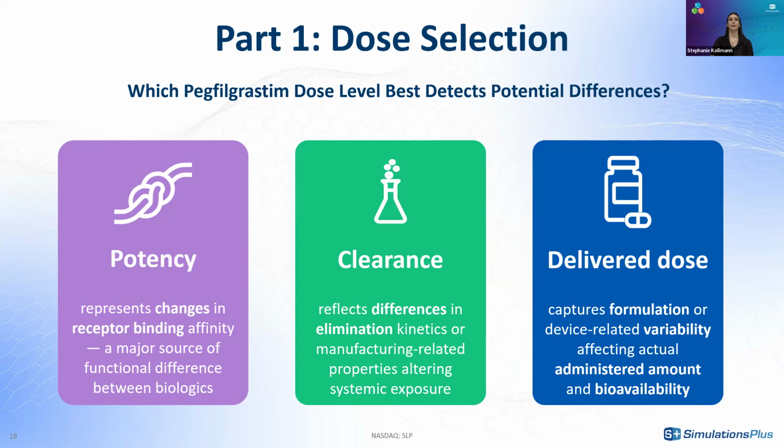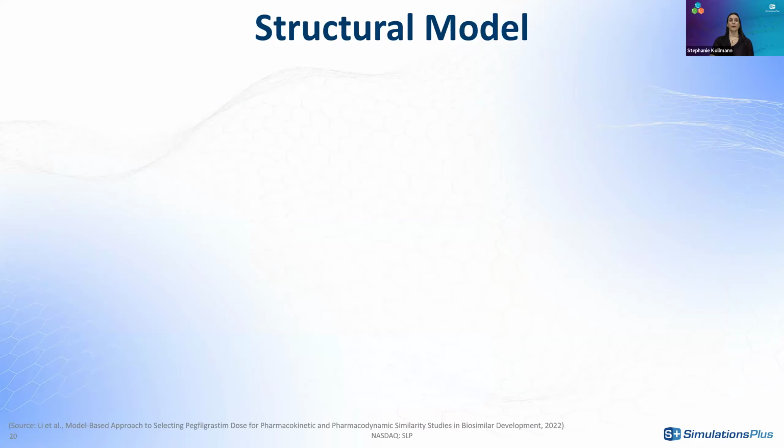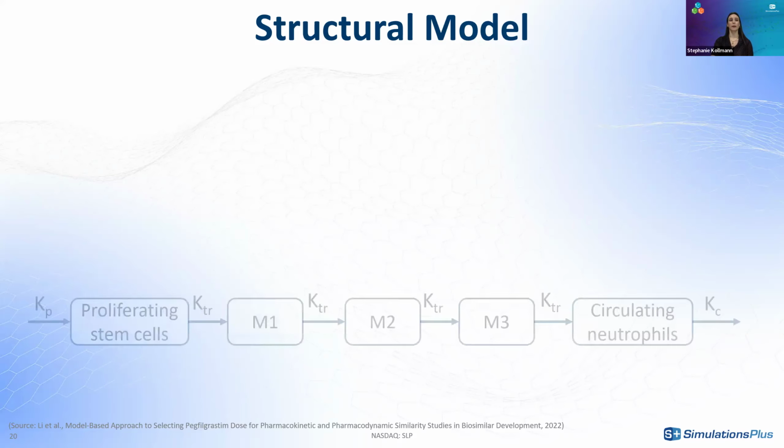So now that we have outlined these parameters, let's step back and look at the structural model that describes pegfilgrastim's PKPD behavior. Pegfilgrastim's effects are tightly linked to both its pharmacokinetics and pharmacodynamics. So the way the drug is cleared from the body and how it stimulates neutrophil production in response.